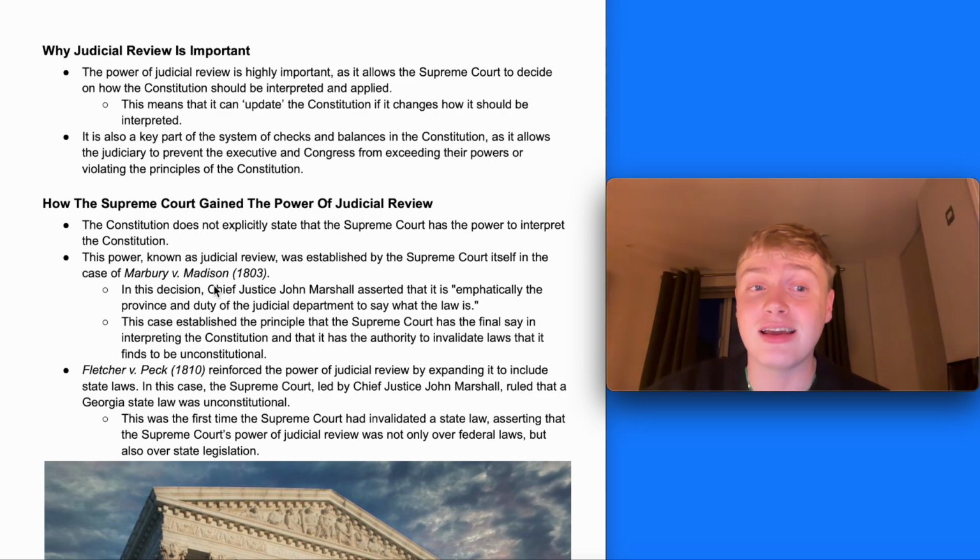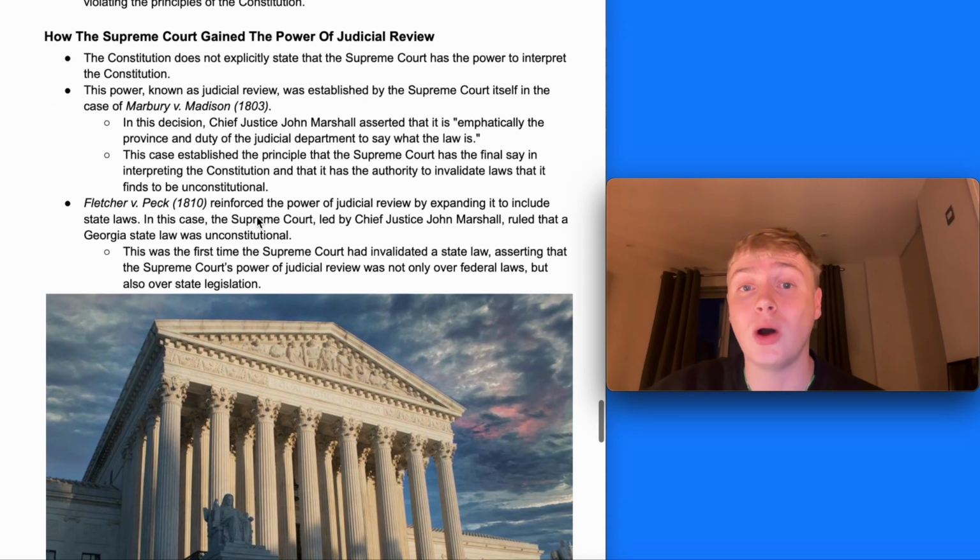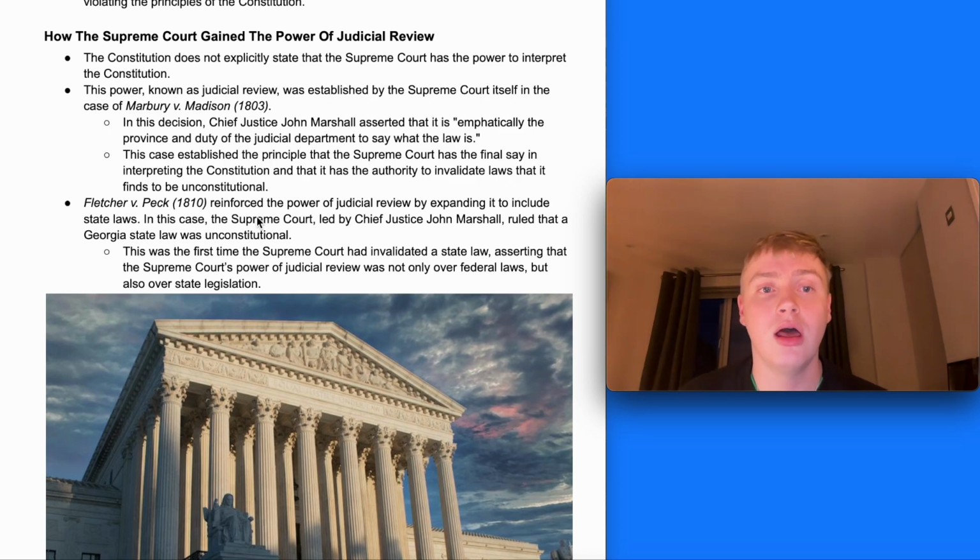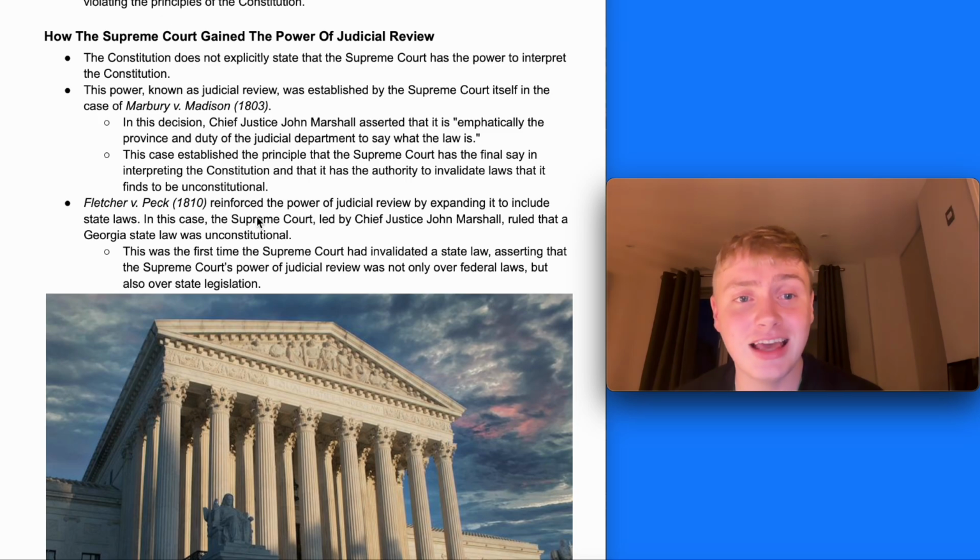The Constitution doesn't explicitly set out that the Supreme Court has the power to interpret the Constitution. It was crucially established by judicial precedent in the case of Marbury versus Madison in 1803. And in this decision, Chief Justice John Marshall asserted that it's emphatically the province and duty of the judicial department to say what the law is. This case established the principle that the Supreme Court has a final say in interpreting the Constitution, and that it has the authority to invalidate laws that it finds to be unconstitutional.